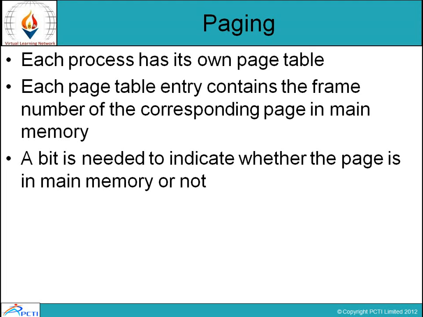Now what is paging? Each process has its own page table. Each page table entry contains the frame number of the corresponding page in main memory. A bit is needed to indicate whether the page is in main memory or in secondary memory.